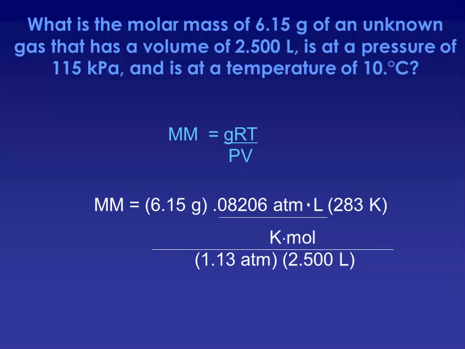So our atmospheres, our liters, and our Kelvins will all cancel, and we are left with grams over mole. So when we do the mathematics and we round for sig figs, we get that the molar mass of this unknown gas is 50.6 grams per mole.